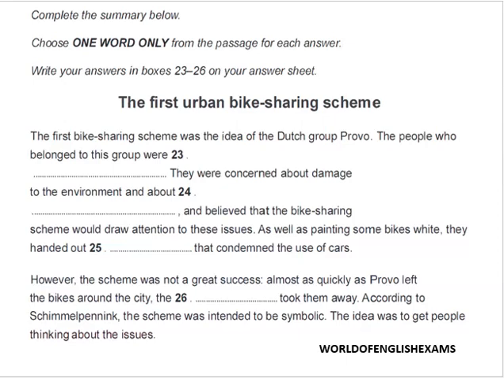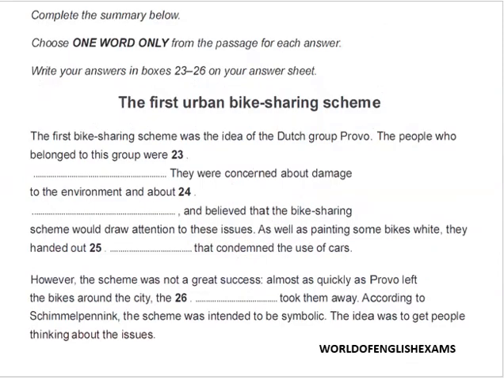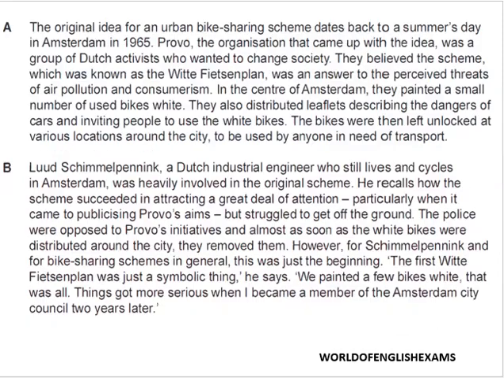So what is the title? The first urban bike sharing scheme. So initially, it may be in the first paragraph. So let's continue from there. The original idea for an urban bike sharing scheme. So did you get that? Yes. So the first urban bike sharing scheme means the original idea for the urban bike sharing scheme.